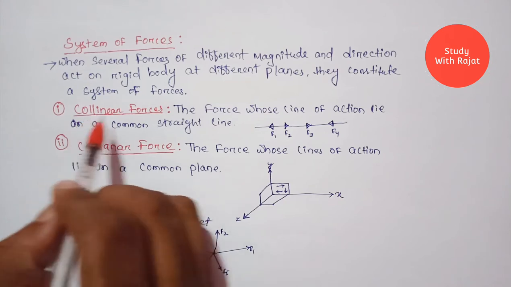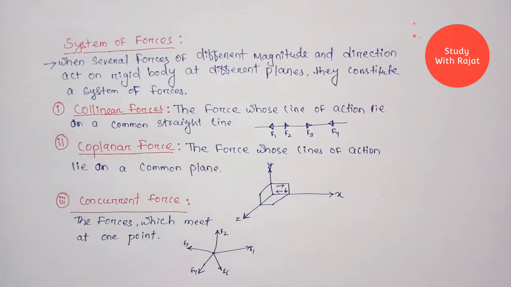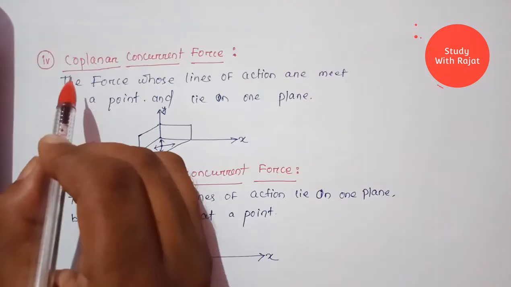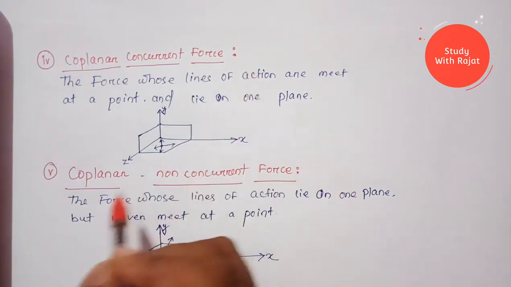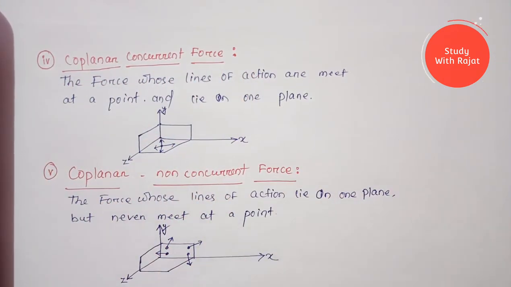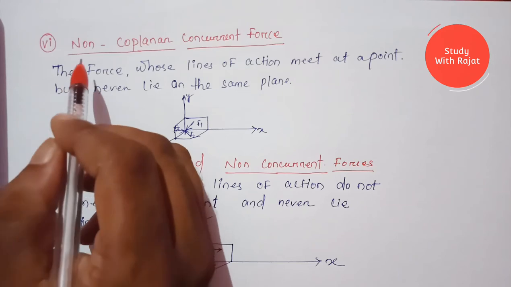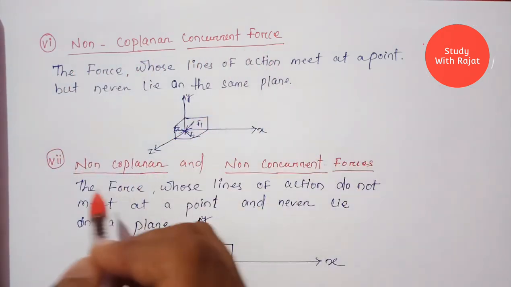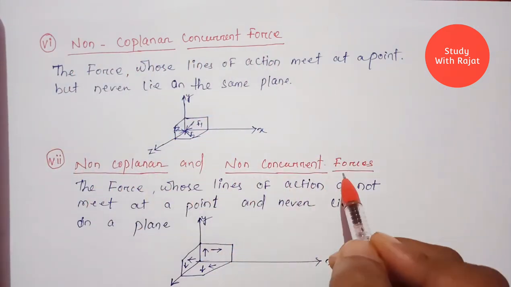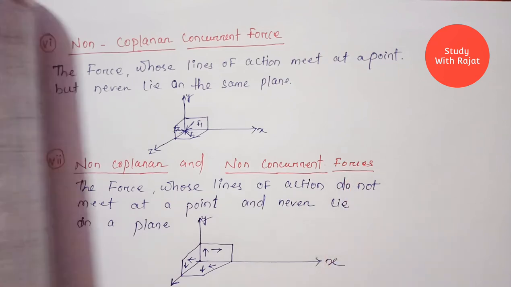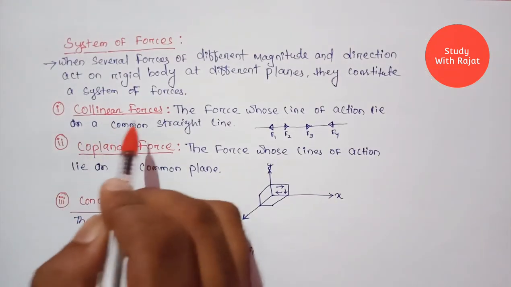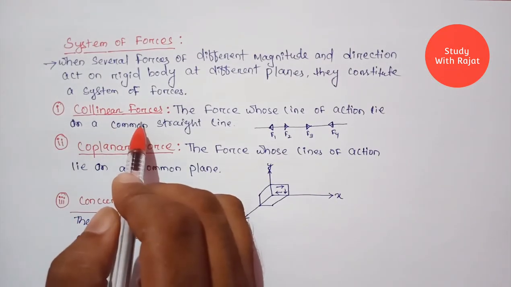We can say there are collinear forces, coplanar forces, concurrent forces, coplanar concurrent forces, coplanar and non-concurrent forces, non-coplanar concurrent forces, and non-coplanar and non-concurrent forces. So in the collinear forces, what does it say?